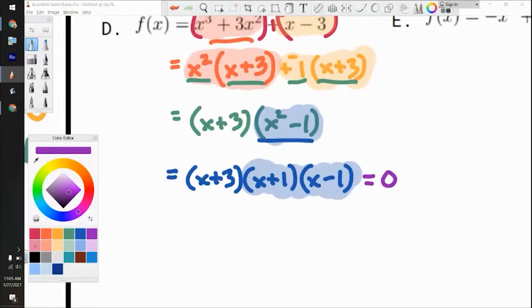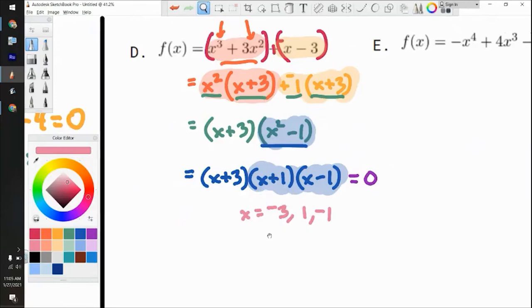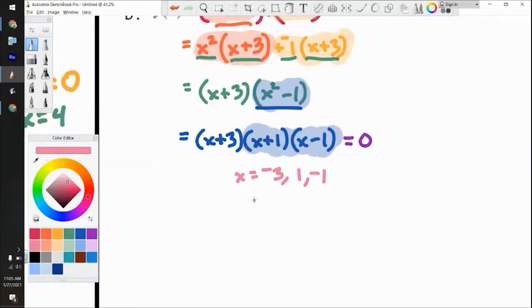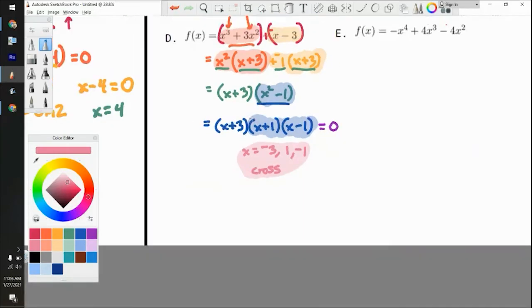All right, it's not very exciting on this one because there's no multiplicities. So you're just going to end up with -3, positive 1, and -1. Okay, and you don't have to write it like that if you don't want. You can write 1 and -1, doesn't matter. Their multiplicities are all 1, so I'm not going to write anything with that, and they all cross the x-axis. So that's the answer for this one. Okay, questions on this one?